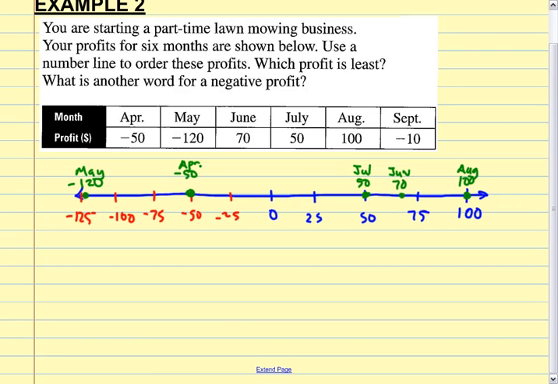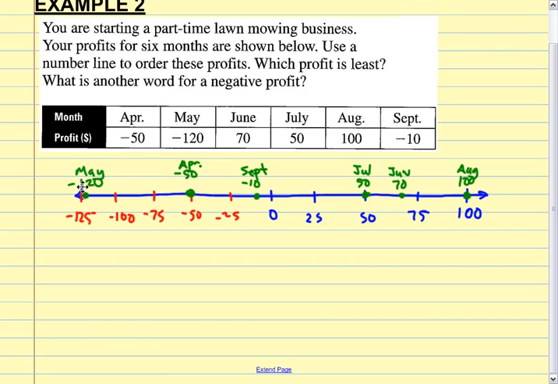Okay. And then the last one is September. Elise, where should I put that? It's close to 0. On the right side of 0 or on the left side? Left side. Maybe about right here. We'll say negative 10, and that's going to be September. All right, so we put everything on the number line. Let's see if we can answer the question.